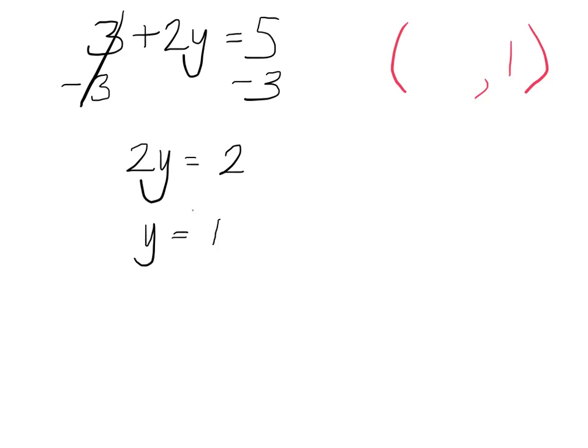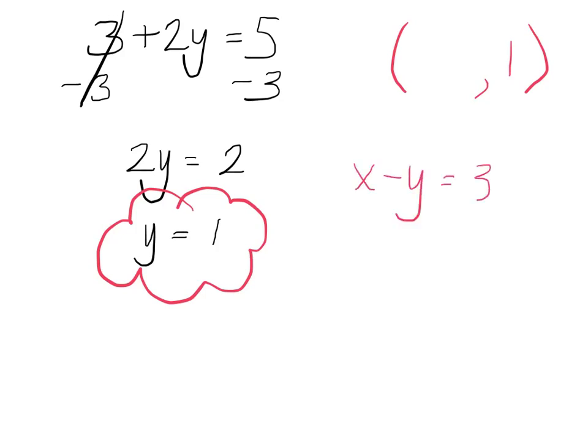Now that we have the fact that y equals 1, we can substitute, there's that word again, it into either equation 1 or equation 2. Let's go ahead and do equation 2. You'll recall that equation 2 was x minus y equals 3. So we know that y is 1. So x minus 1 is 3. Go ahead and add 1 to both sides. So x equals 4. So my point is 4 comma 1.